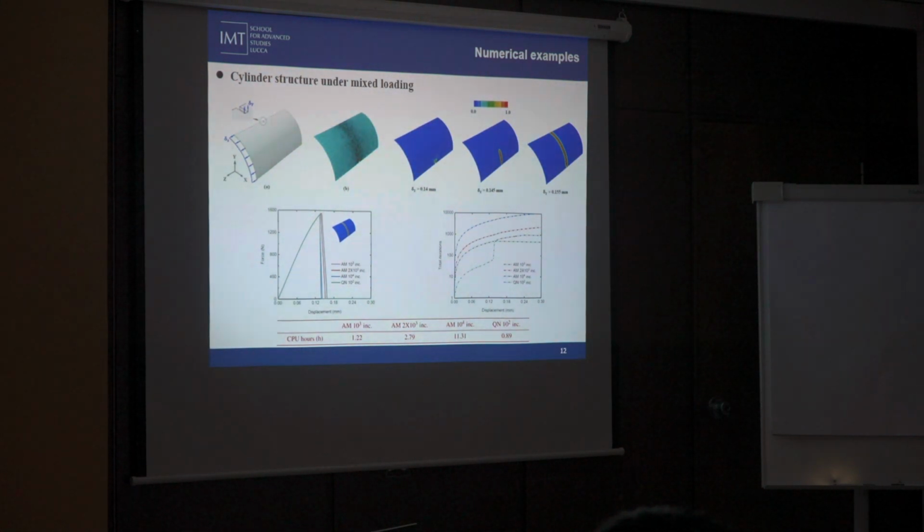Computational times for the two different solution schemes are listed in the table below. You see, for the staggered scheme, it takes 1.22 hours, 2.79 hours, and 11 hours with 1,000 time increments, 2,000 time increments, and 10,000 time increments. While for the Newton monolithic solution scheme, it takes less than 1 hour. So the same conclusion can be drawn that the Newton monolithic solution scheme is much more efficient than the staggered scheme under these mixed loadings.